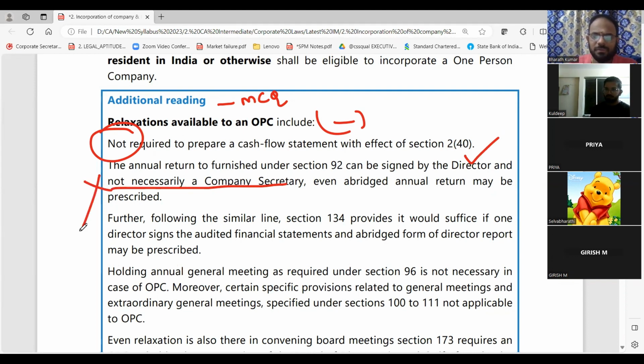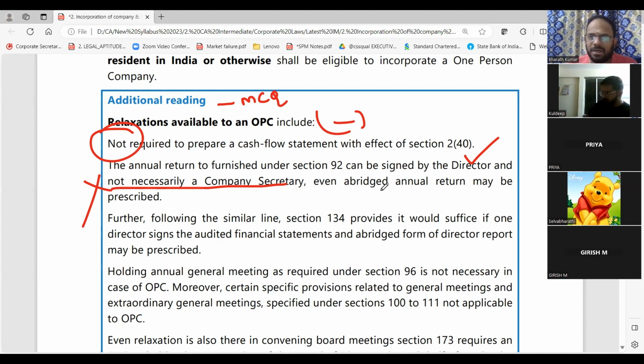No. For a one person company, don't appoint a company secretary, since there is only one person and there will be a nominee. Directors will be more. Don't sit and appoint a company secretary and then make him sign. You have very few people, and for that, why do you need a company secretary? So the relaxation is the director should sign. Company secretary need not be there.